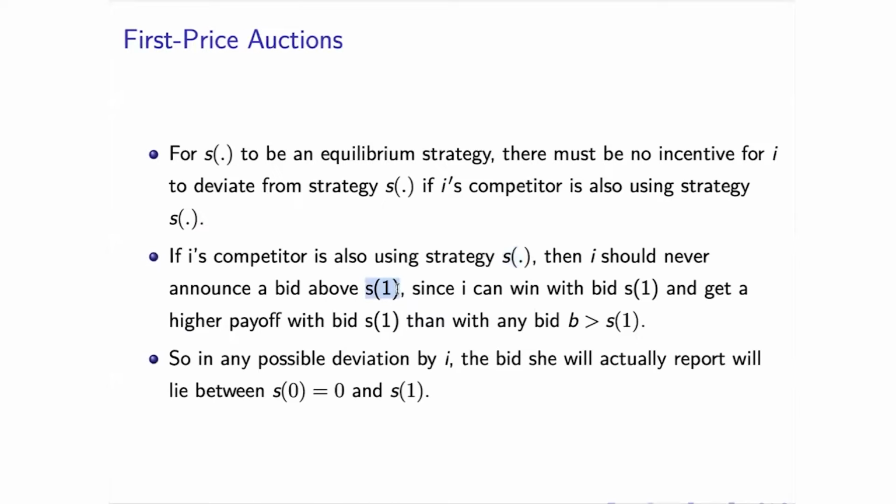Because if you bid S1 and win, you are getting a higher payoff with a bid S1 than you could have got with any bid more than S1, right? Why is that the case? Because in that case you end up paying more. So clearly you should not bid more than S1. Also, you should not bid less than S0. So what you get from here is that you are going to bid something between S0 and S1, right? So when you think about deviating from S of Vi equal to Vi, you should consider this. Okay. Another thing to note from here is that S0 is going to be equal to 0.